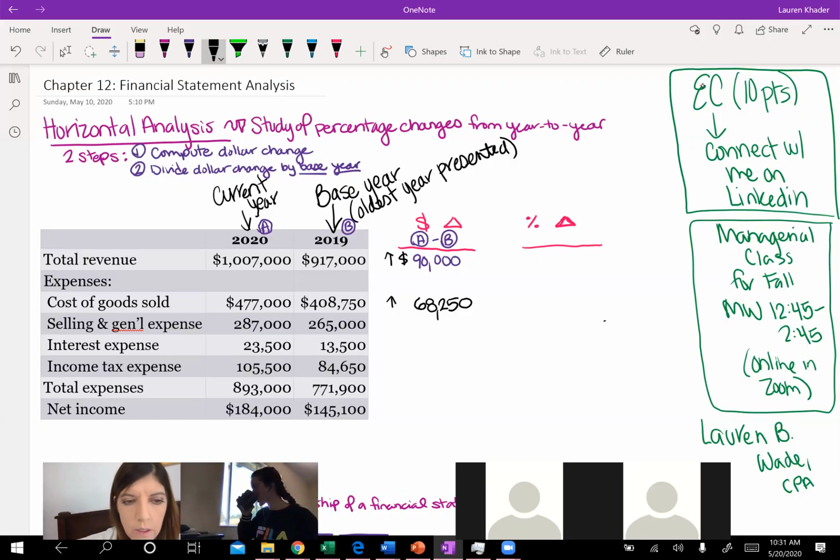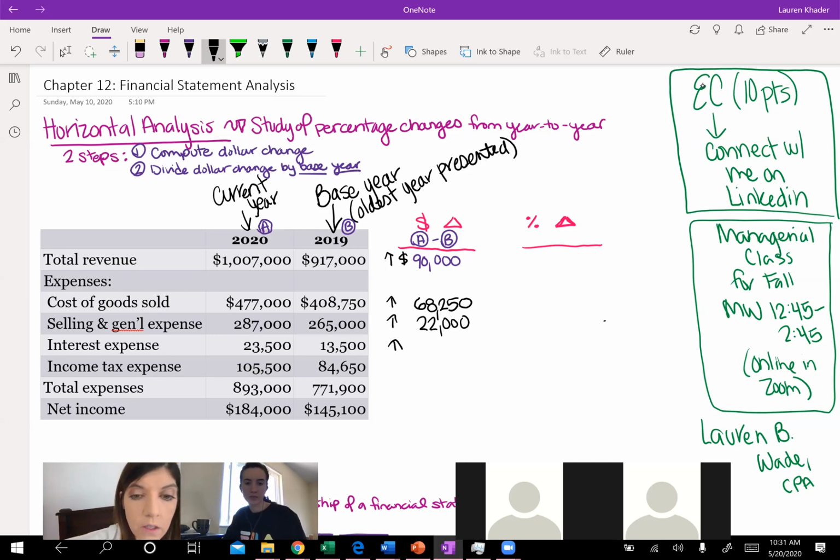Okay, with selling and general expenses, what happened? It was an increase of 22,000. Also something you would expect if sales increased. Interest expense, what happened? It went from 13,500 to 23,500 year over year, an increase of 10,000.